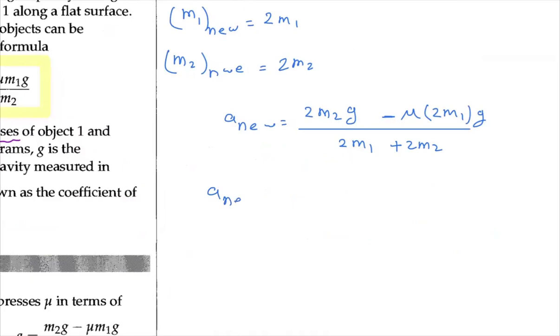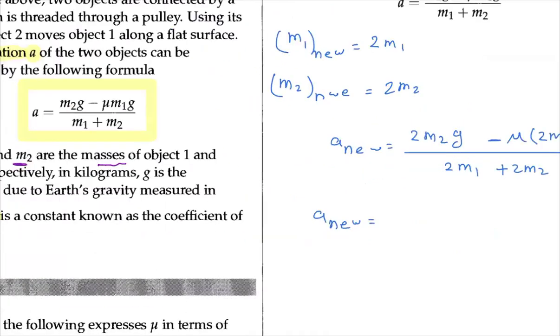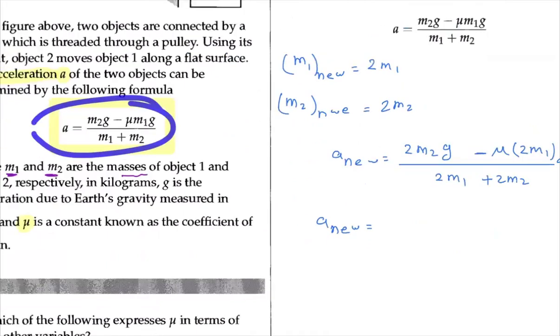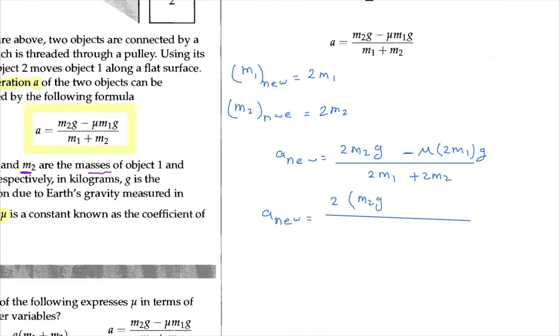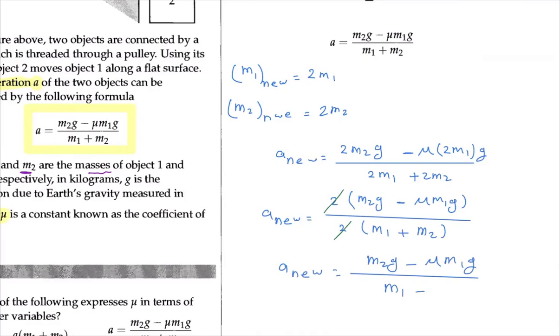So the new acceleration, let's try to simplify it to compare it with the original acceleration. Where is the original acceleration? It's here, and this is the new acceleration. In this term and in this term, we have 2, so we can take 2 as a common factor: 2 times m2g negative mu m1g. On the denominator also we have 2, so we can take 2 as a common factor: m1 plus m2. Cancel this with this, and the new acceleration will be m2g minus mu m1g over m1 plus m2.